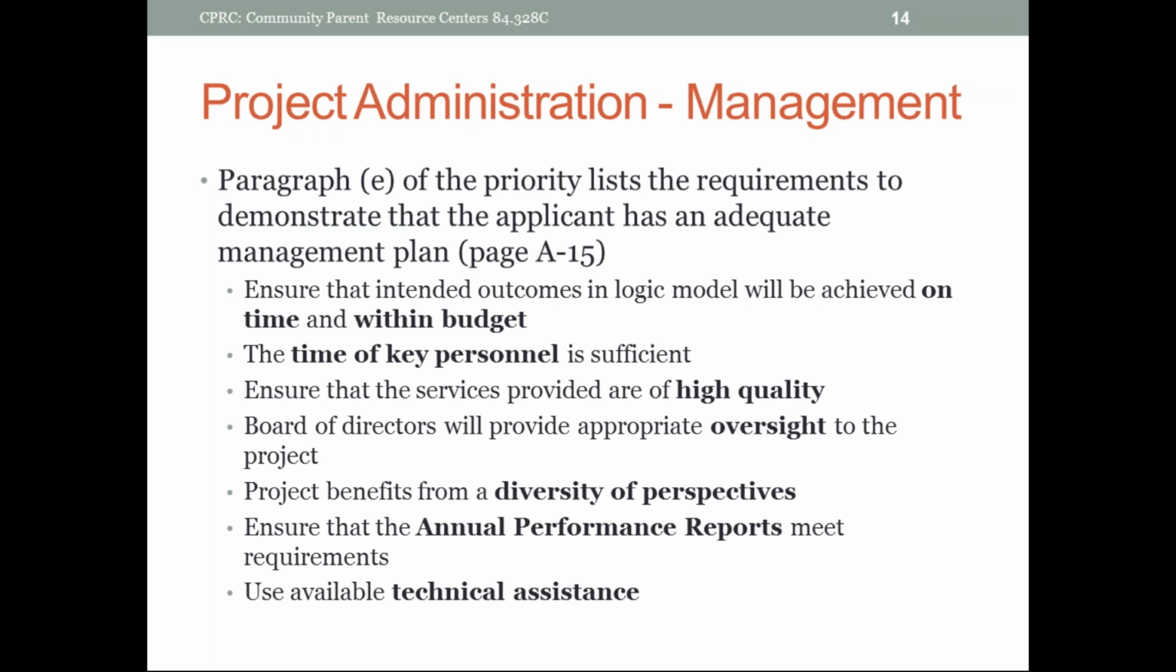Paragraph E, there's a question, let me go back to, how do you address the employment issue when you have pre-existing staff?